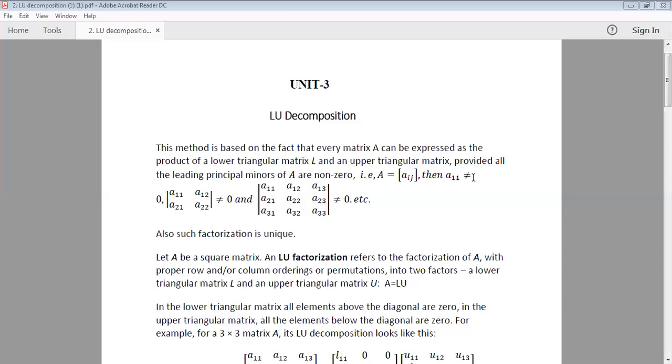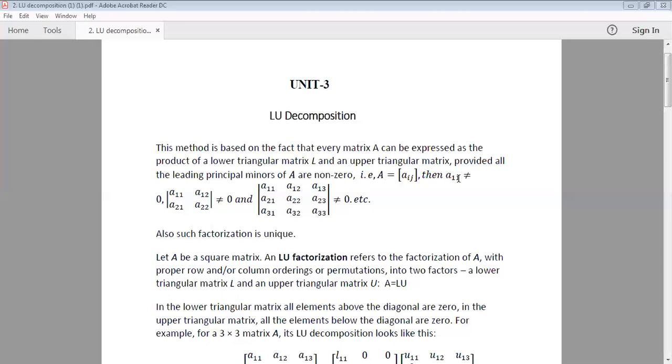If all leading principal minors of A are non-zero, then A can be written as the product of a lower triangular matrix and an upper triangular matrix. Simply, A equals LU. This factorization is possible if all the leading principal minors of A are non-zero. Suppose A is a matrix of order 3.